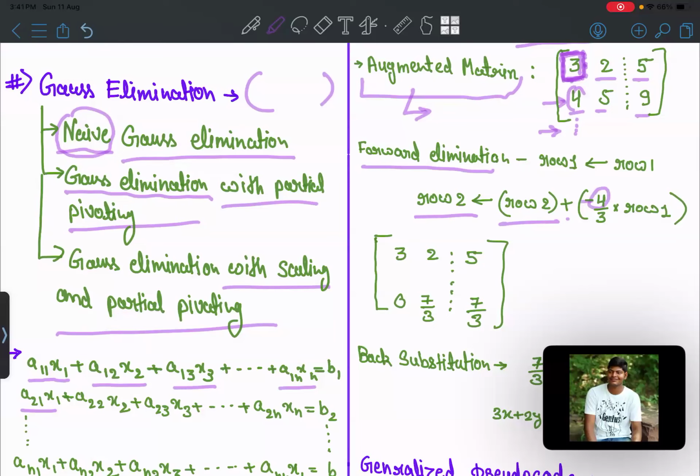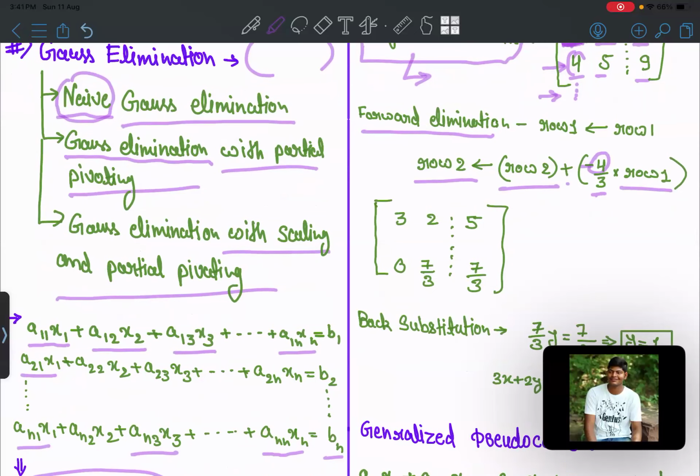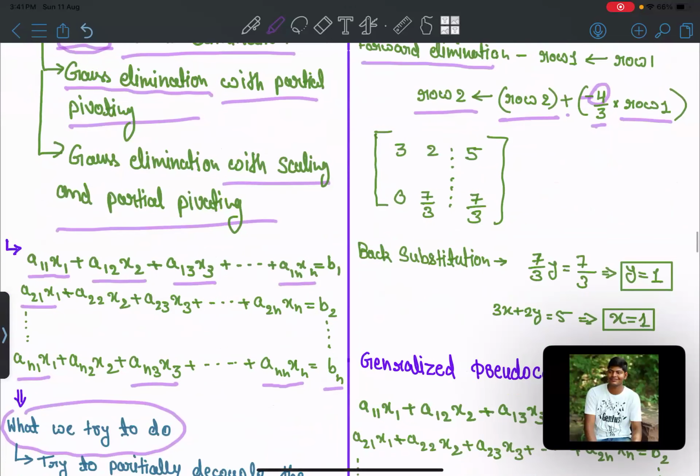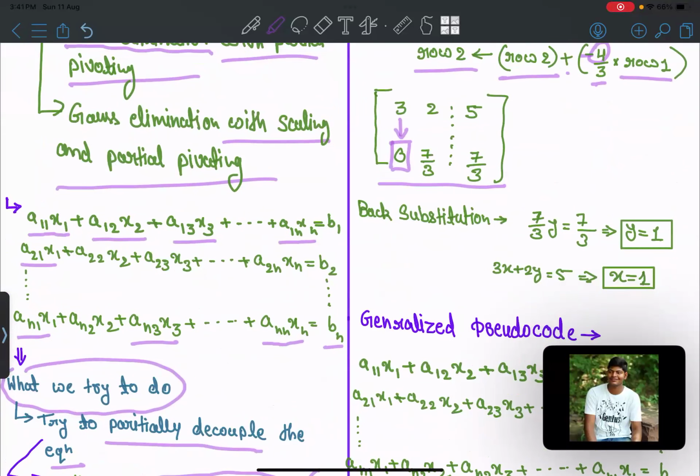We can replace row 2 with row 2 minus the element below the pivot divided by the pivot element multiplied by the pivot row. If you do that, row 2 equals row 2 minus the element in the pivot column divided by the pivot element multiplied by the pivot row, which will make the element below the pivot equal to 0. If you do that, you will get this matrix. Now if you see here, there is only one element left, and on the right hand side also we have only one element.